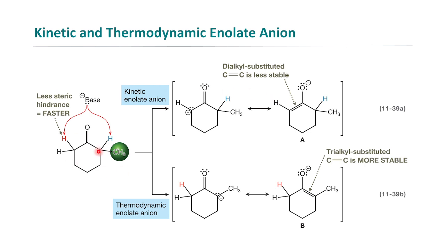The other way, where we had the alkoxide, that one was a reversible reaction. And so we could go ahead and go back and forth, back and forth, back and forth. And so we get the thermodynamically favored enolate anion. This right here is actually more stable because it's a trialkyl substituted double bond, which, if you remember from our previous chapters, the more substituted a double bond is, the more stable it is.